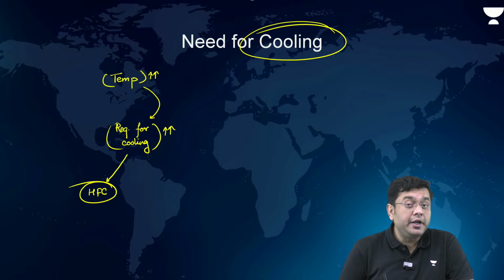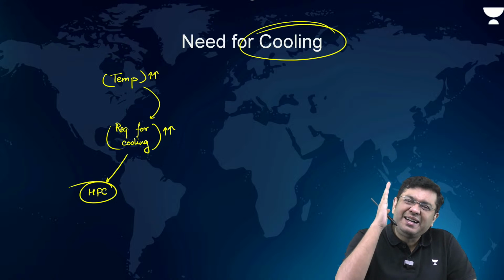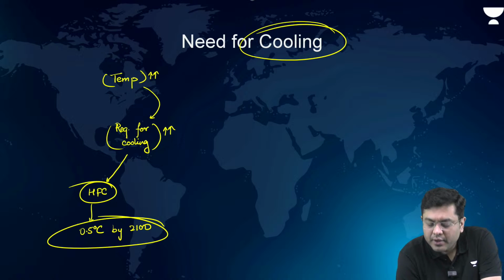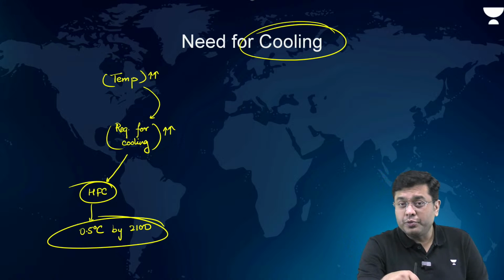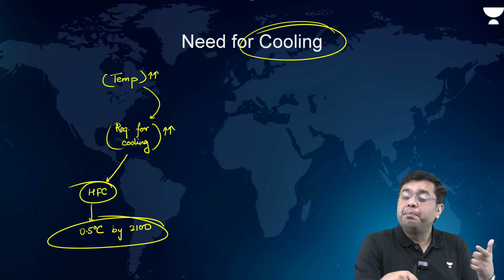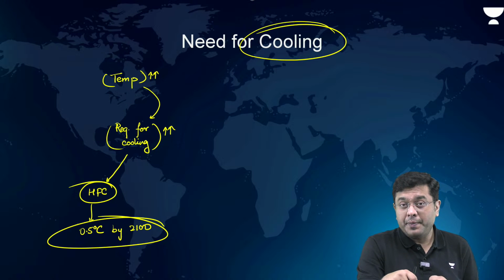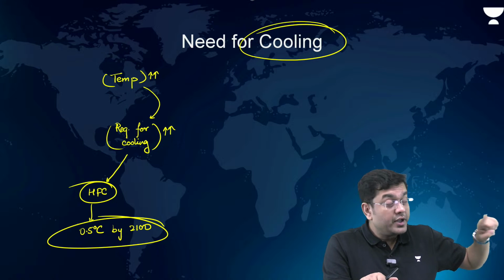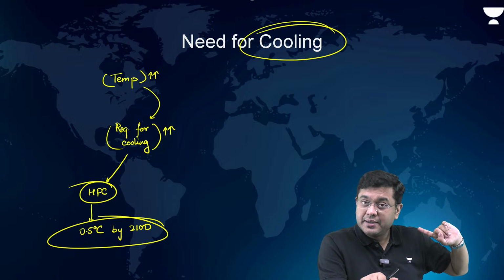If HFCs are being used up till, let's suppose, for cooling purposes, now that alone can be responsible for raising the temperature by 0.5 degrees Celsius by 2100. 0.52 degrees Celsius to be more precise. So you can imagine how impactful it is in terms of global warming. So when you switch on your AC, HFC is being used. That is also warming the climate, right?